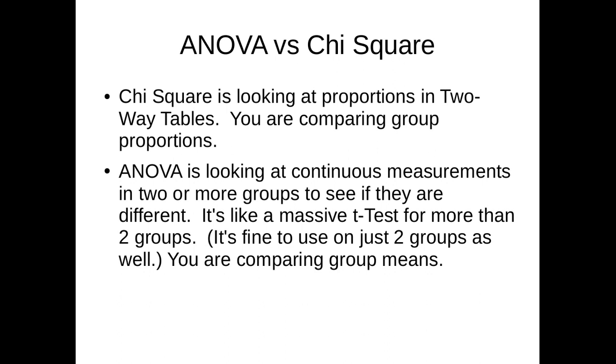Chi-square is looking at proportions in two-way tables. You are comparing group proportions. However, ANOVA is looking at continuous measurements in 2 or more groups to see if they are different. It's like a massive t-test for more than 2 groups. Now, it's fine to use ANOVA if you just have 2 groups. So if you understand how ANOVA works, you can basically throw away your t-test.